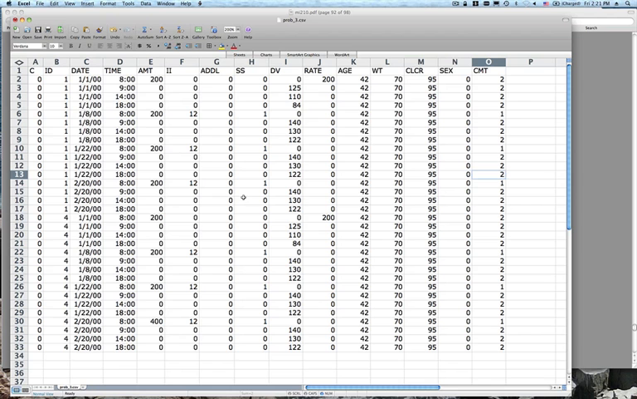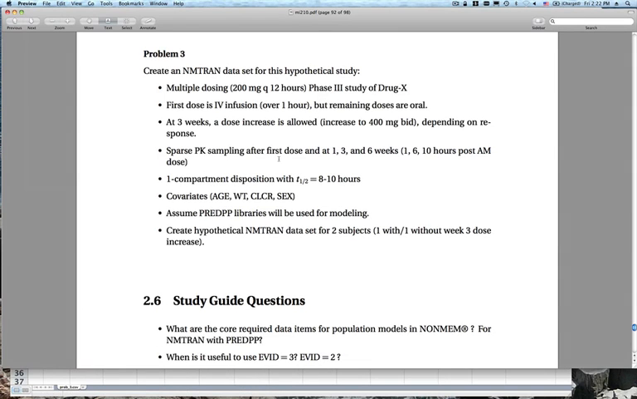All right, so individual number 1 is sort of straightforward. Individual number 2 is a little tricky because individual 2 is one of those that changes dosing throughout the system. So let's look at that. Again, I'll go back to the details. At 3 weeks, a dose increase is allowed. We're going to go from 200 to 400, depending upon response. So this second individual has an increase. The increase starts at week 3. So how are we going to code that in the data set?